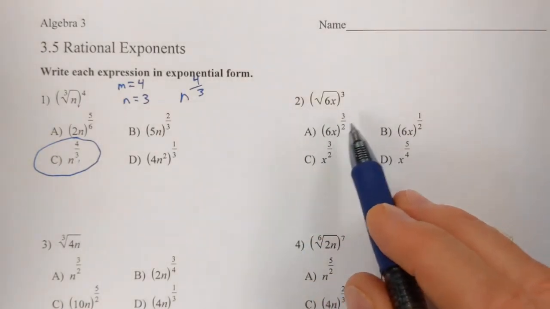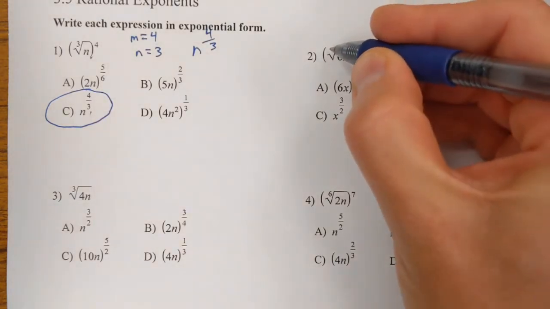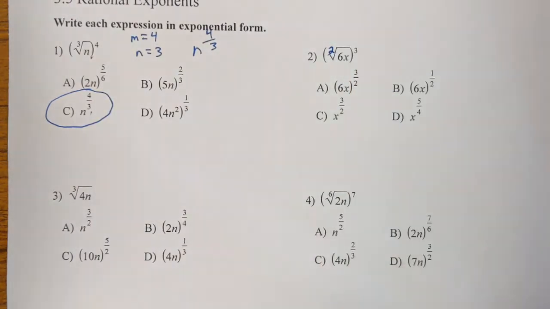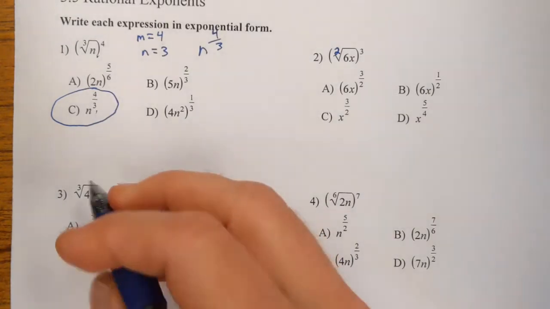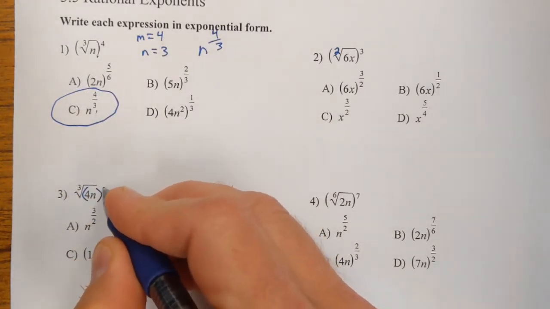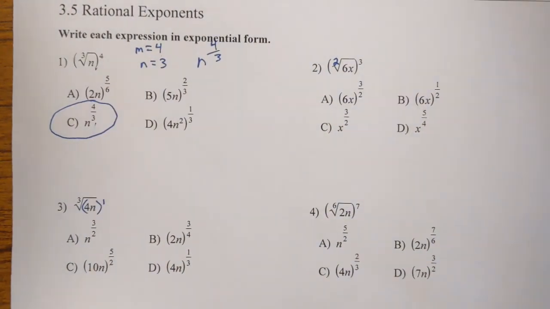Just a reminder, as you get to the other problems in this section, be aware of invisible numbers. A square root has an invisible 2 right there. Now, if your problem doesn't have a power at all, remember you can always put an invisible 1 right there for your power. So keep that in mind as you finish this section.